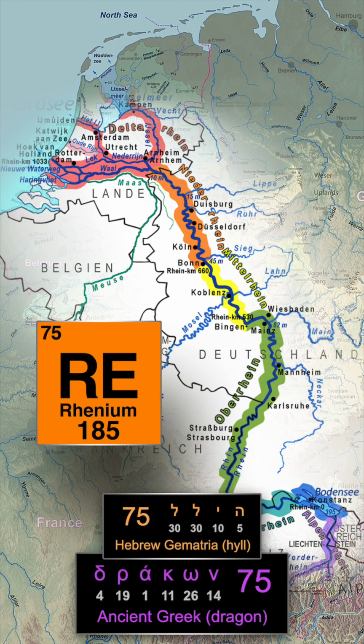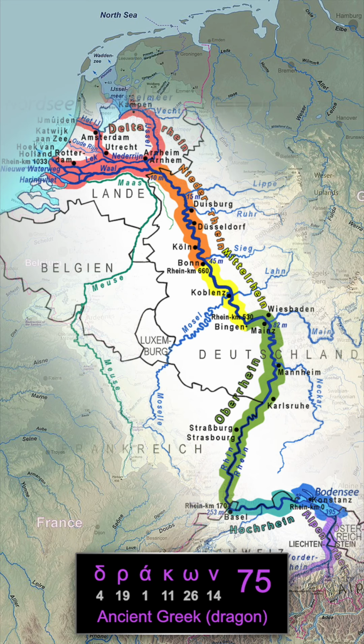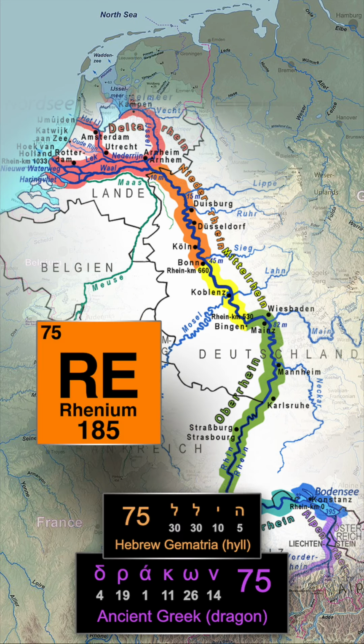Think about what I'm showing you here. This element, which has the second highest melting point, has 75 protons, matching Hell, which is tied to Lucifer, and Dragon, which is tied to Lucifer. And it's tied to the Rhine River, which looks a lot like a dragon. Coincidence? Absolutely mind-blowing if you ask me.